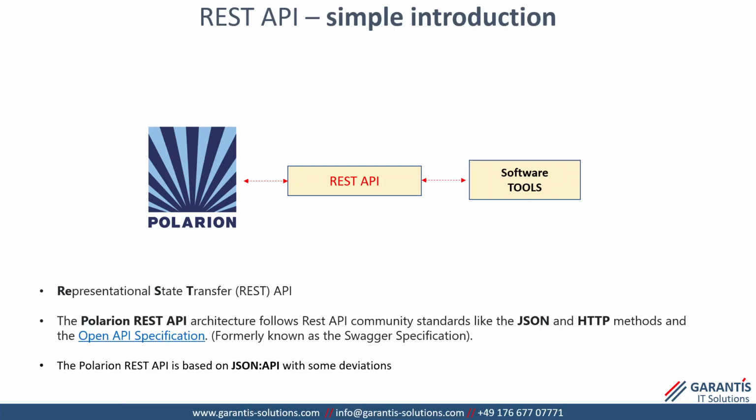So REST API is representational state transfer API. It is done using standards like JSON and HTTP in this particular implementation, and it is based on JSON API and also the OpenAPI specification, formerly known as the Swagger specification.